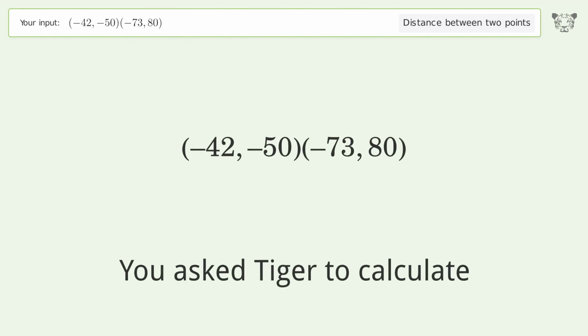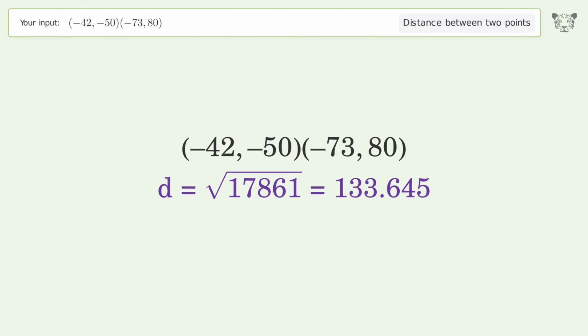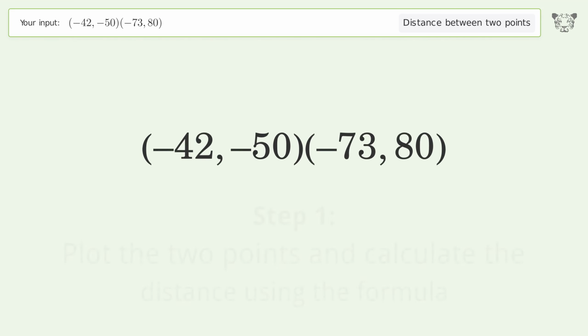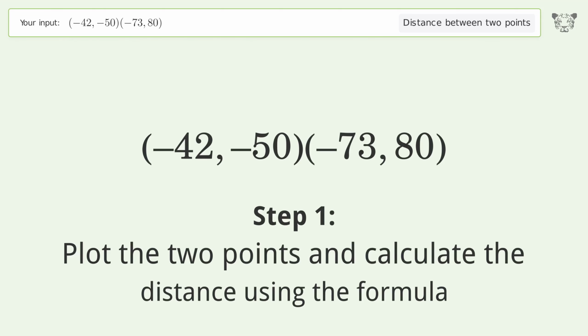You ask Tiger to calculate. This deals with the distance between 2 points. The distance between the 2 points is the square root of 17,861 or 133.645. Let's solve it step by step. Plot the 2 points and calculate the distance using the formula.